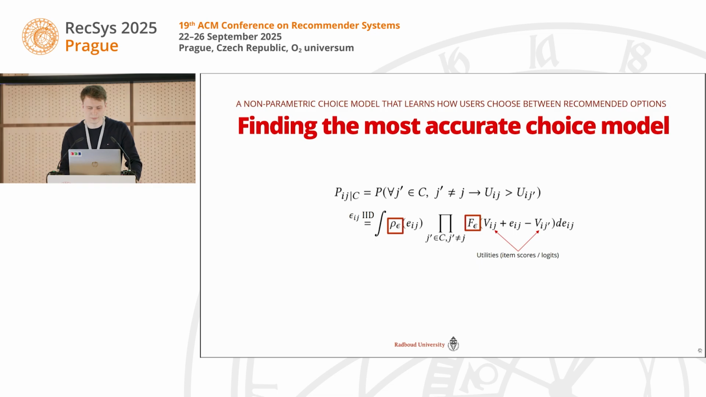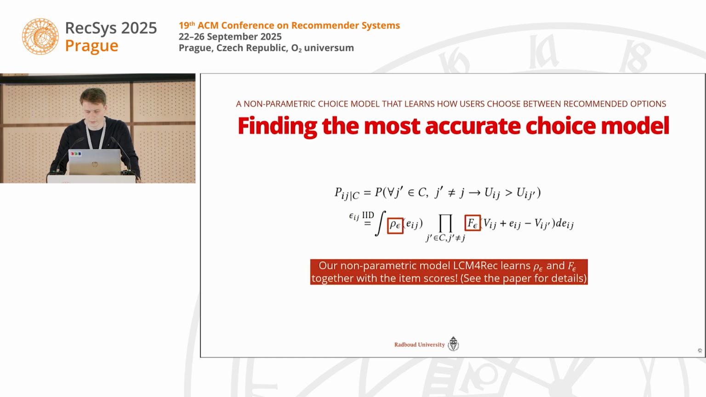What you can now do is when you want to learn item scores, you can also try to find a good form of the CDF and PDF. The problem is that existing solutions don't work with recommended systems, with modern systems, for example, because they're not continuous. So we built our own model, we call it LCM for Rec, and that learns, in addition to the item scores, also the shapes of this PDF and CDF. Again, I don't have time for the details, but feel free to check out the paper. Instead, we'll just skip to the experiments.